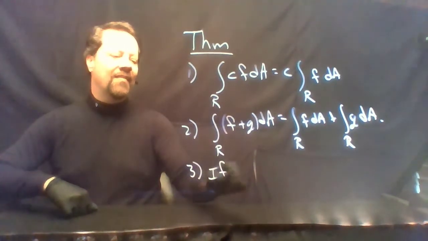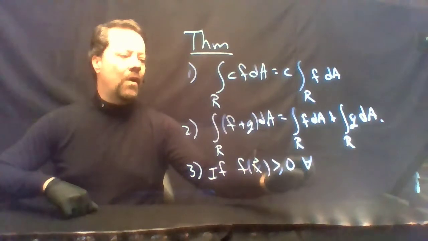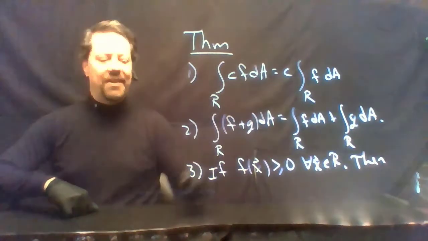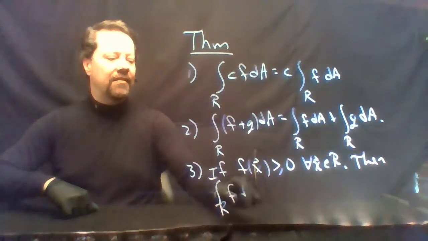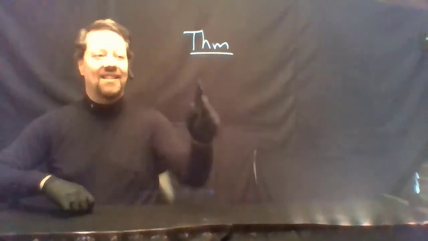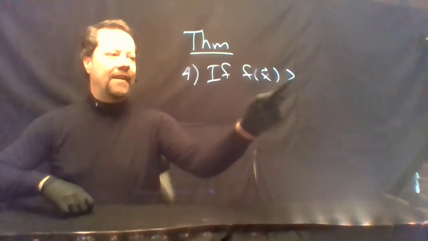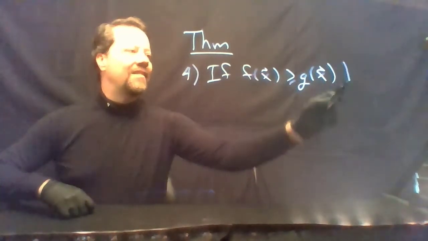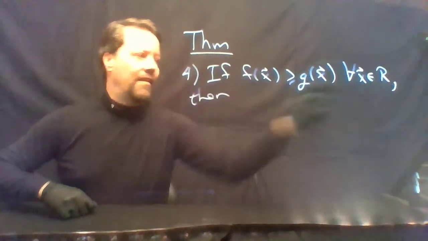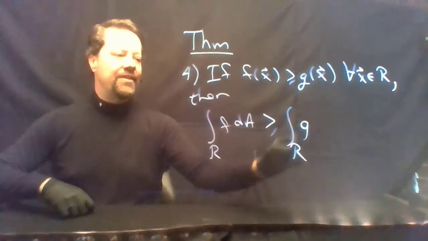Third, suppose f of x is bigger than or equal to 0 for all x that lie within the region R. What does that tell you about the double integral of f on that region? Well, whatever it is, it can't be negative. As an immediate corollary to part 4, if f of x is always bigger than or equal to g of x, for all x that lie within the region R, then the integral on R of f dA will be bigger than or equal to the integral on R of g dA.